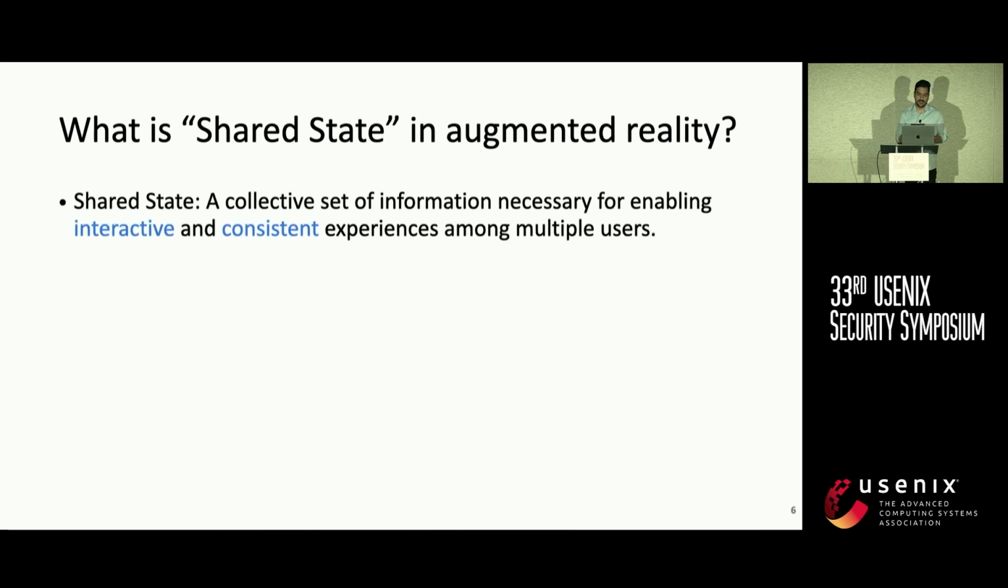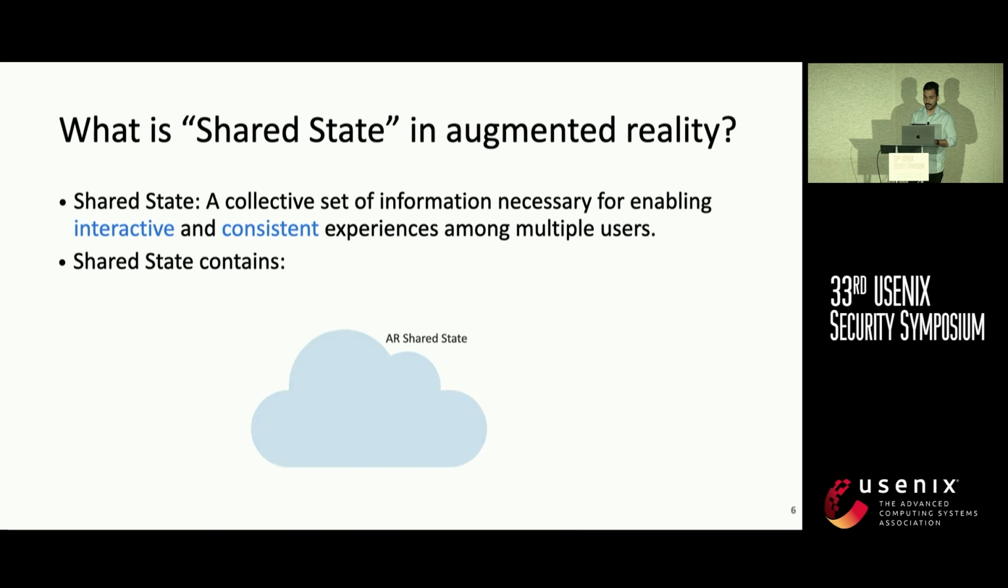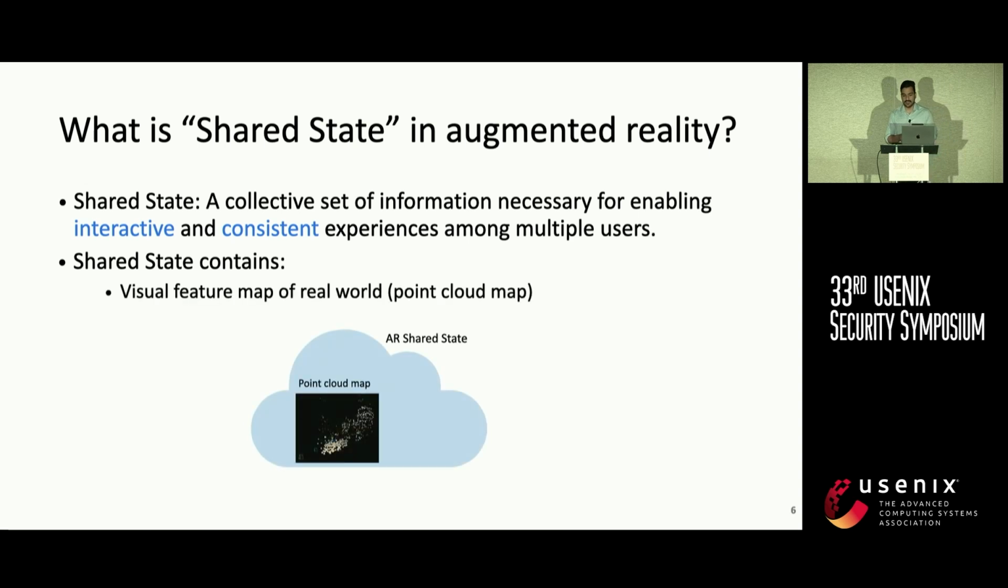And what's the shared state? It's a collective set of information necessary for enabling an interactive and consistent experience among multiple users. It contains some information. First of all, it contains the visual feature map of the real world, which we call the point cloud map. The next type of information is holograms.